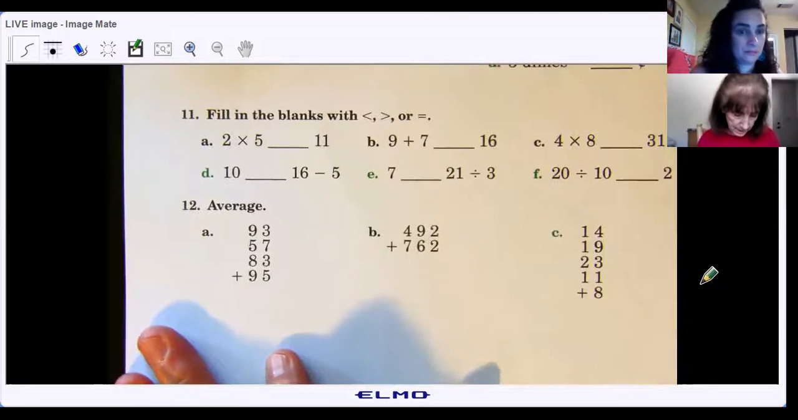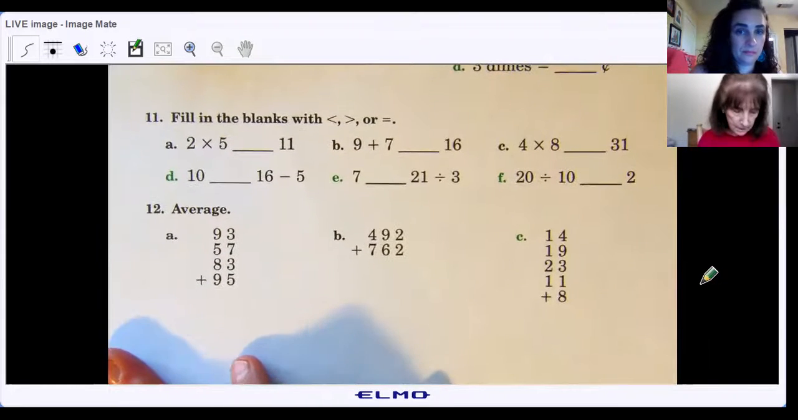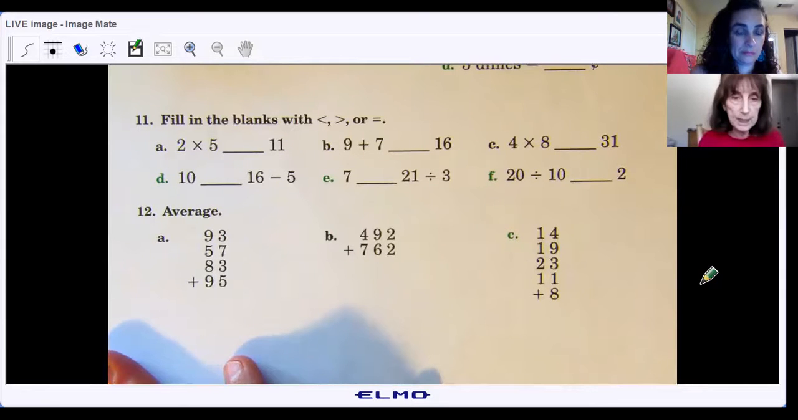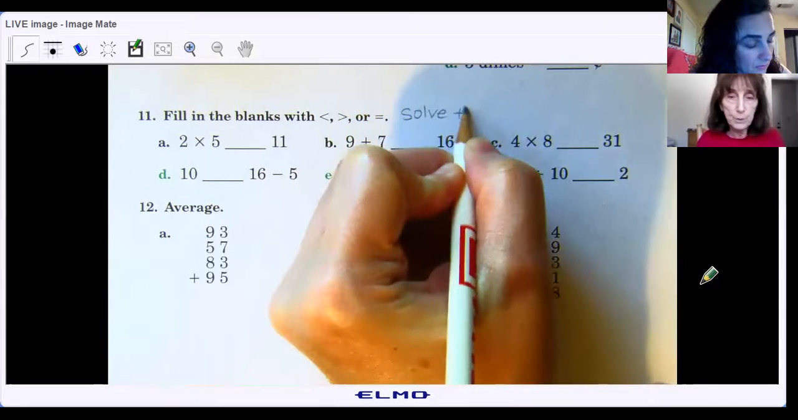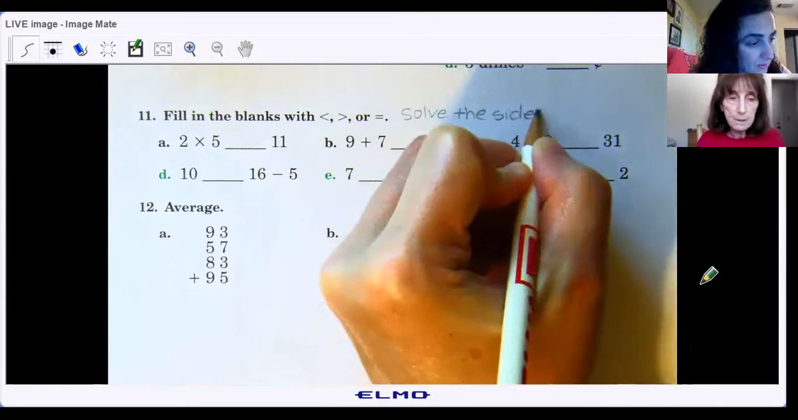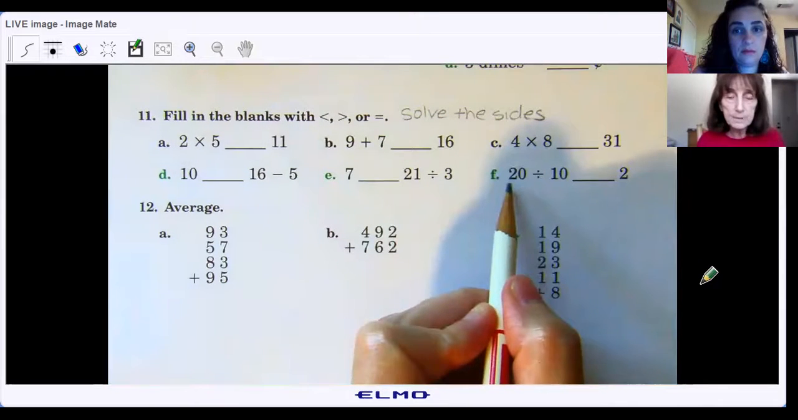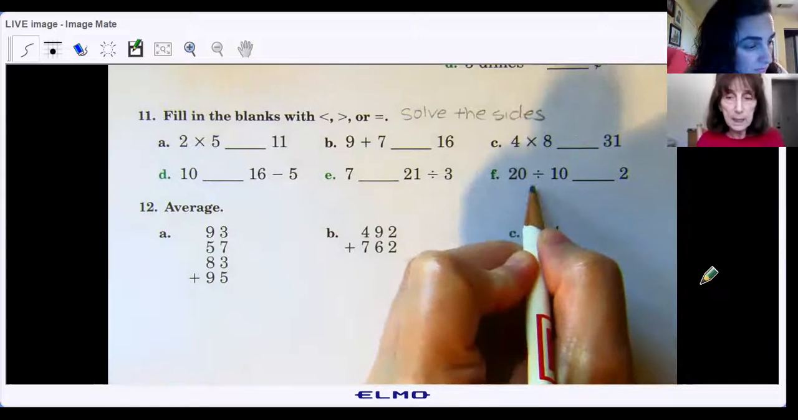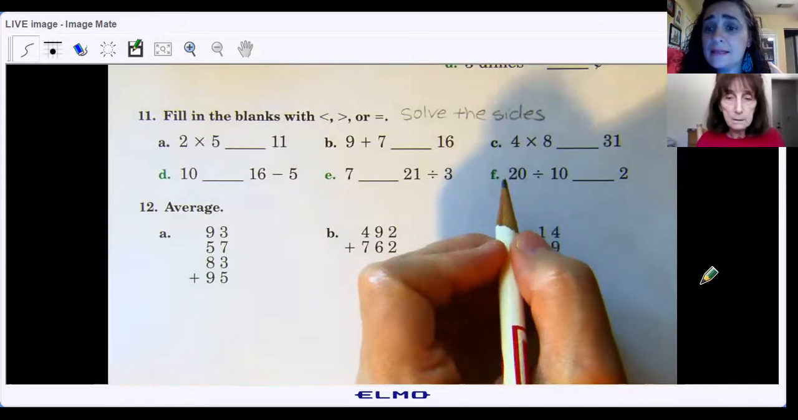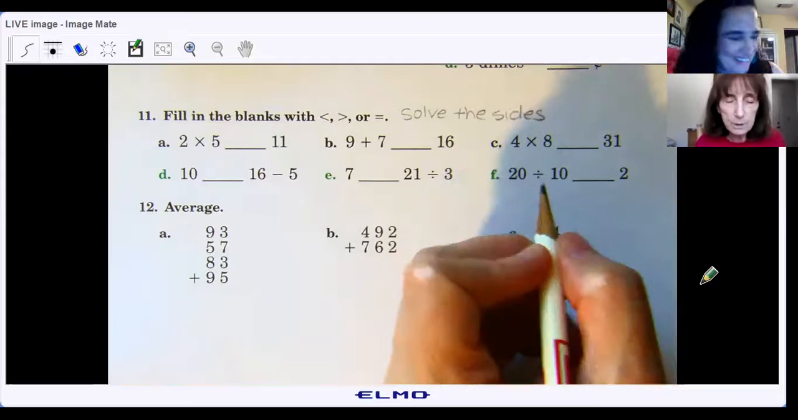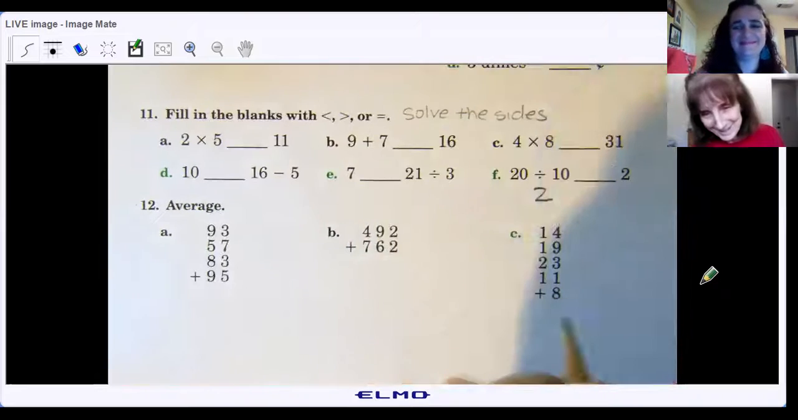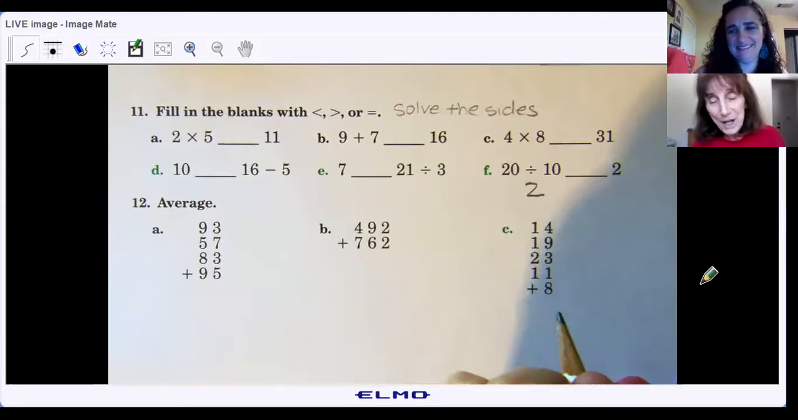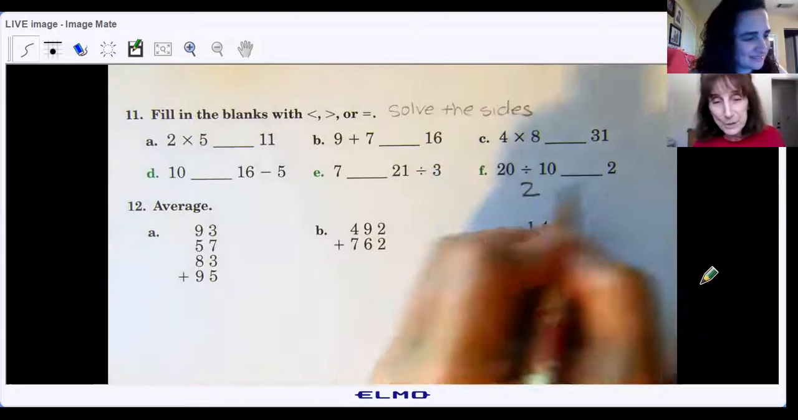All right, let's look down at 11. You're going to fill in the blanks with less than, greater than, or equals. You have to do each side so you can tell. Let's look at F, the last one. 20 divided by 10 is 2, I'm sorry, 2. That's why we have each other. And you have 2 on the other side, so 2 equals 2, guys.